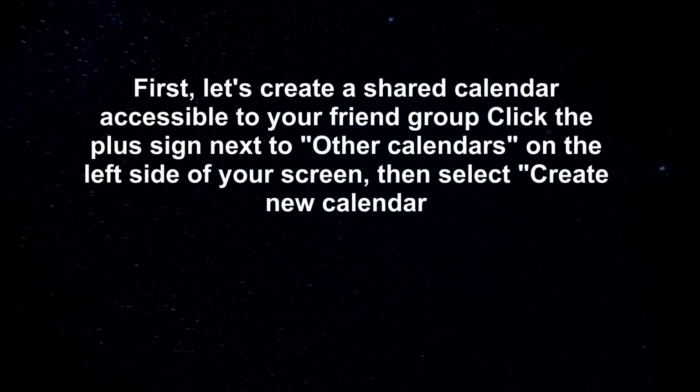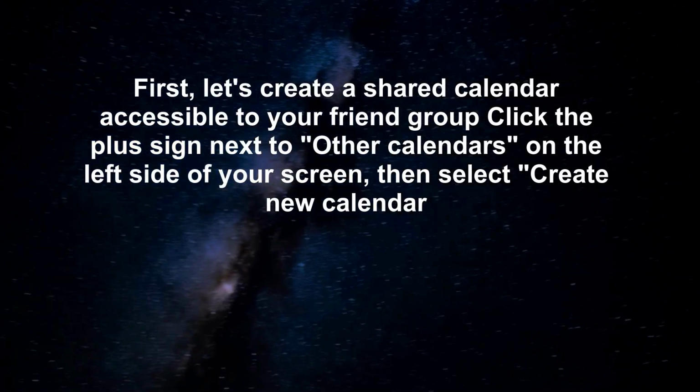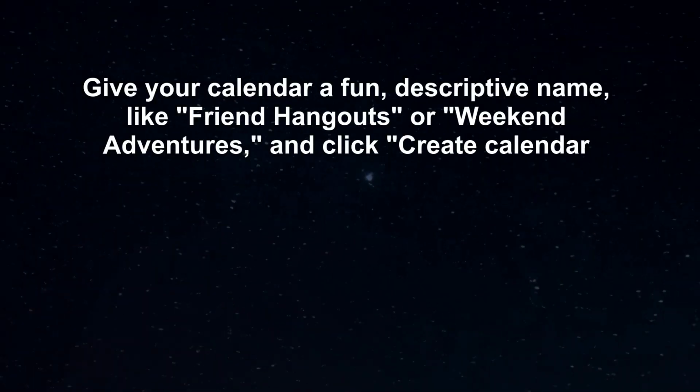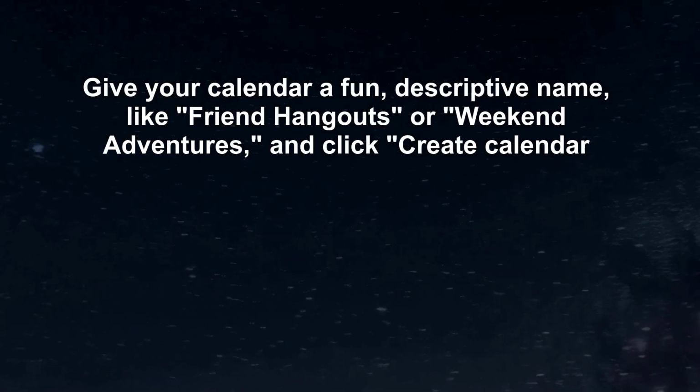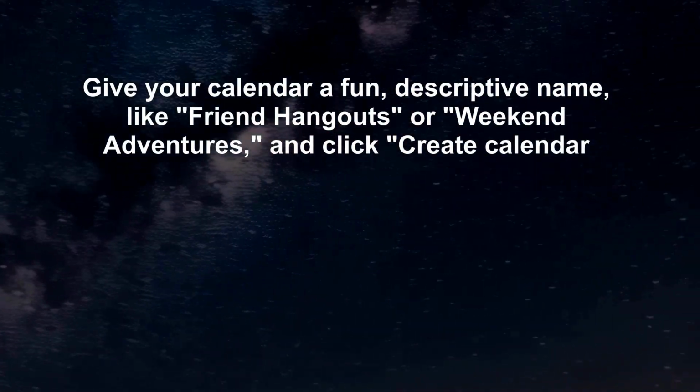Click the plus sign next to other calendars on the left side of your screen. Then select Create New Calendar. Give your calendar a fun, descriptive name like Friend Hangouts or Weekend Adventures and click Create Calendar.